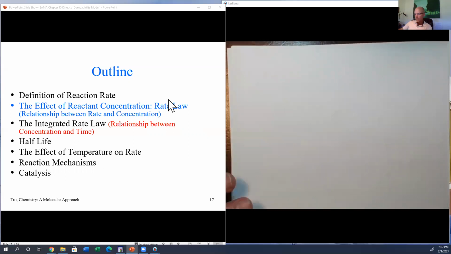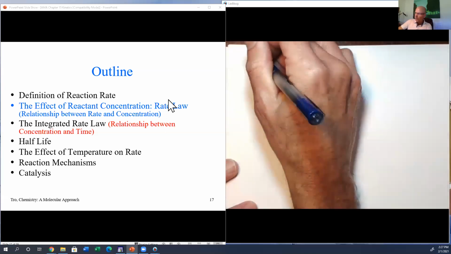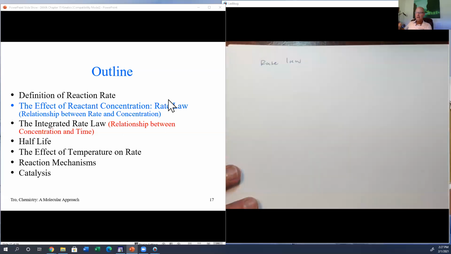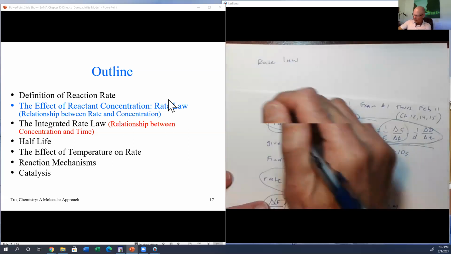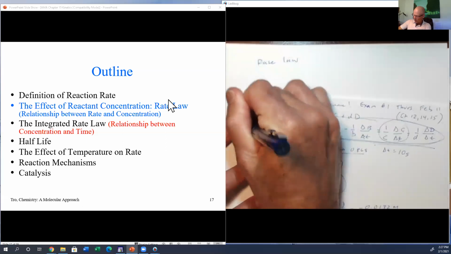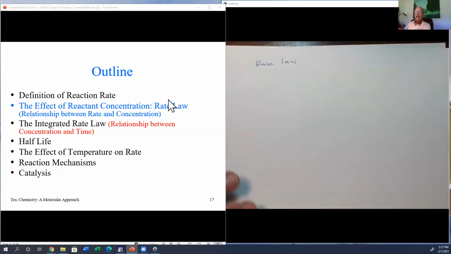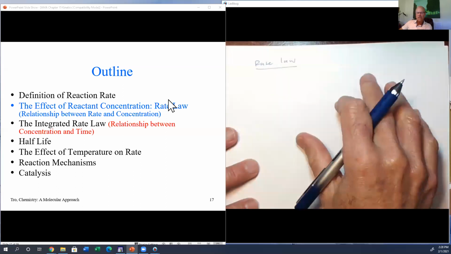So the rate law tells us how the reaction rate, which we just defined, depends on the concentration of a reactant. This is called the rate law. Keep that separate in your mind from this, which is the definition of rate. This is how we define the rate. Now we're going to see how that rate depends on the concentration of a reactant. And the equation that gives us that is called the rate law.